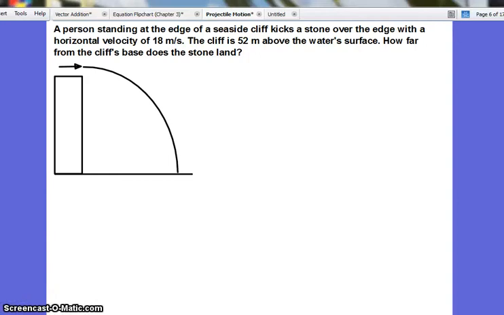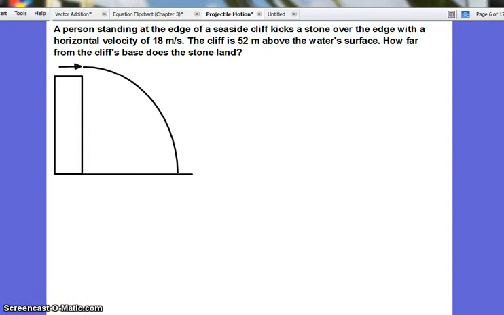In this problem, we're solving for a projectile that is launched horizontally. We're going to start off with things being launched horizontally before we get to things launched at an angle. The problem reads that a person standing at the edge of a seaside cliff kicks a stone over the edge with a horizontal velocity of 18 meters per second.